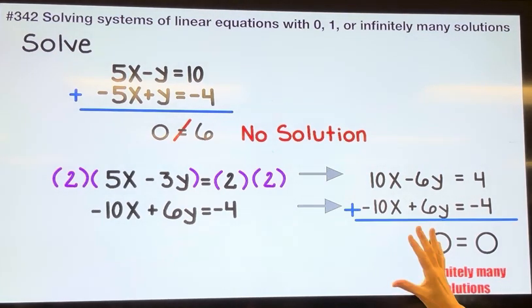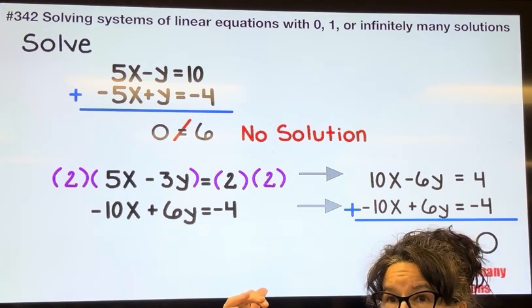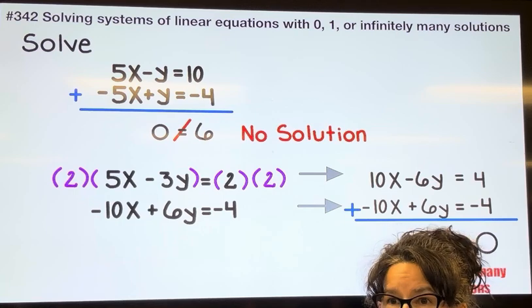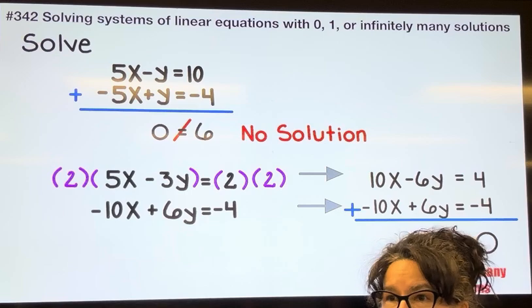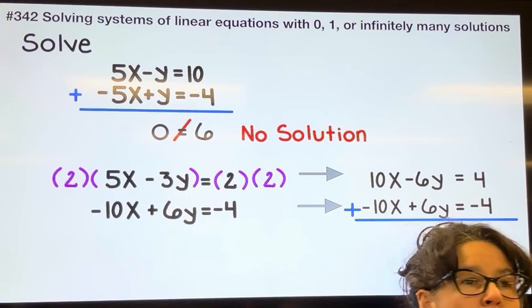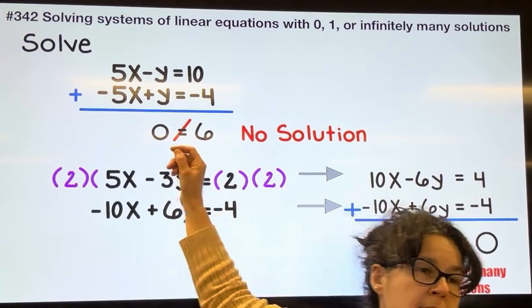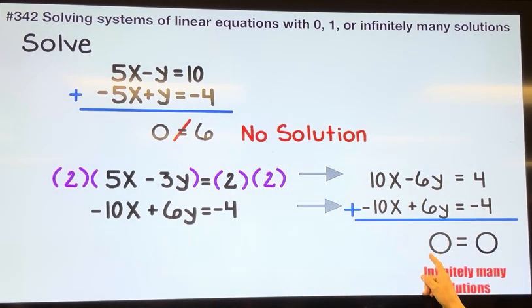Okay, so main idea here is you go to eliminate and not only the x's drop out, but so do the y's. So that's what tells you you have a special case. So once they drop out, if you're left with a false statement, then the answer is no solution. But if you're left with a true statement, then the answer is infinitely many solutions.